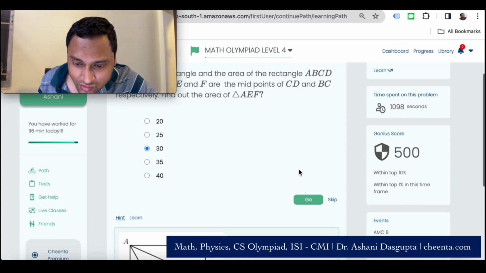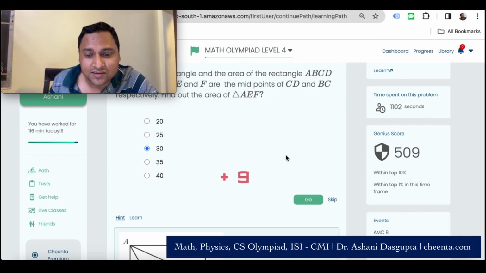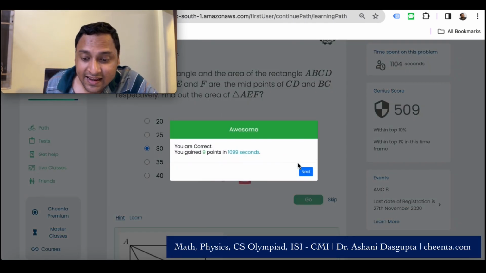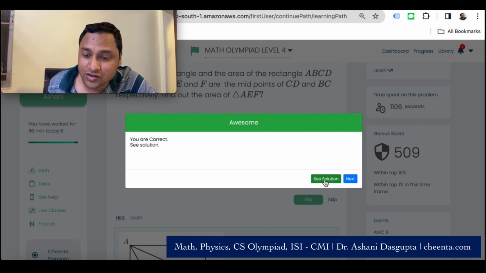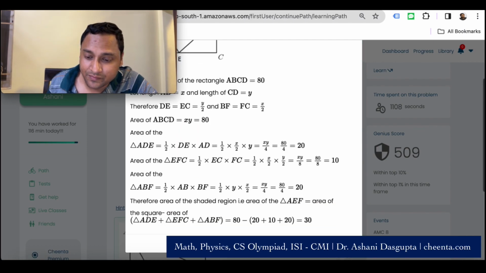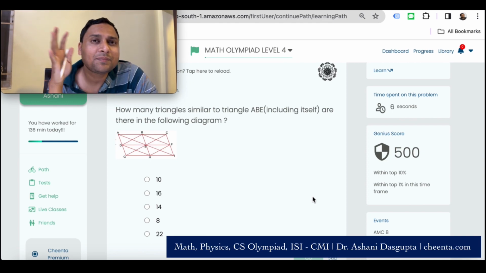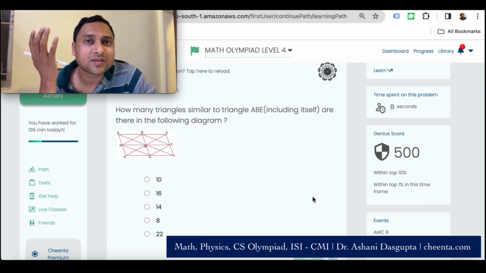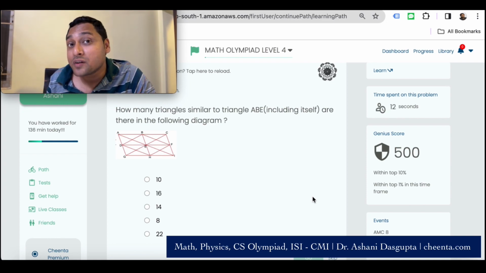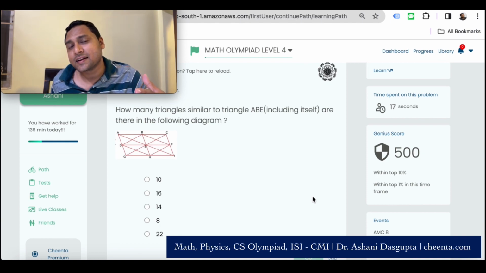Okay, so let's click on go, and yeah, it's correct. So it's +9, and I can then check out the solution if I want. It's here. So that's the beauty of this system, that it keeps on throwing new problems and it lets you learn through problem solving. I hope you will enjoy this process as well.